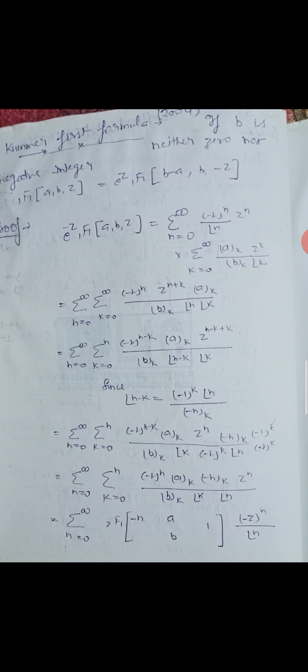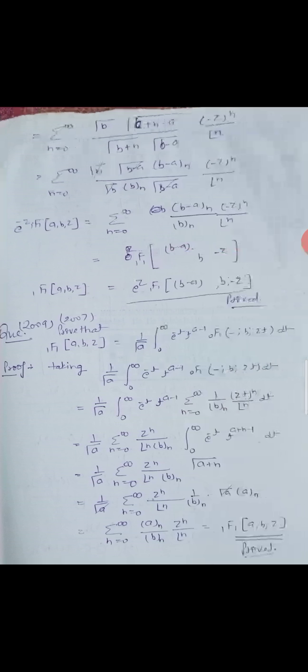Now summation n equal to 0 to infinity, summation k equal to 0 to n, (minus 1) to the power n (a)_k (minus n)_k z to the power n upon (b)_k factorial k factorial n, is equal to summation n equal to 0 to infinity 2F1(minus n, a; b; 1) times (minus z) to the power n upon factorial n, which is equal to summation n equal to 0 to infinity gamma b gamma (b minus a plus n) whole upon gamma (b plus n) gamma (b minus a) (minus z) to the power n upon factorial n.